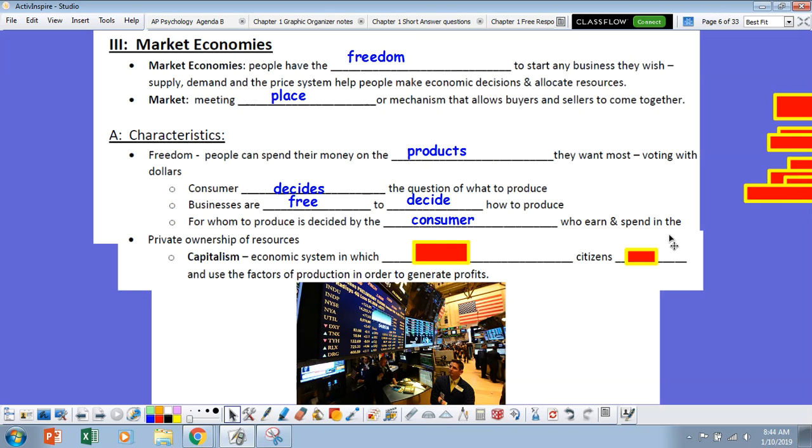Private ownership of resources. Capitalism, which is basically part of the market economy, is an economic system in which private citizens own and use the factors of production in order to generate products or profits.